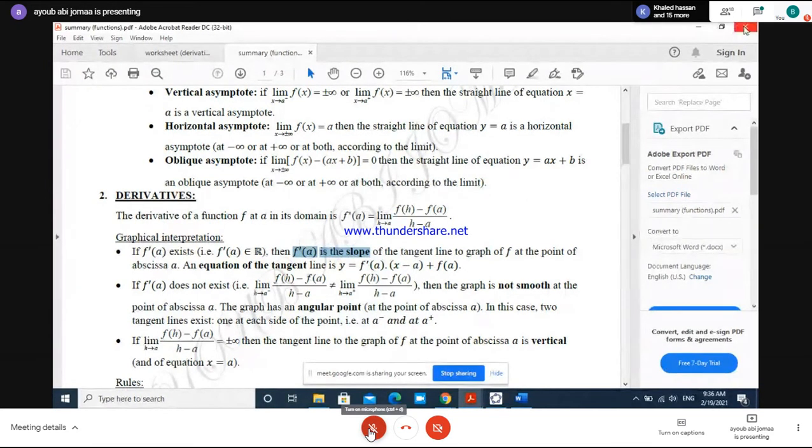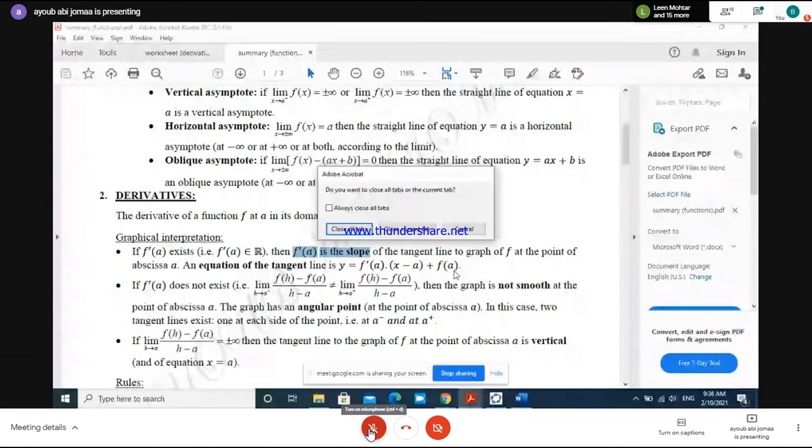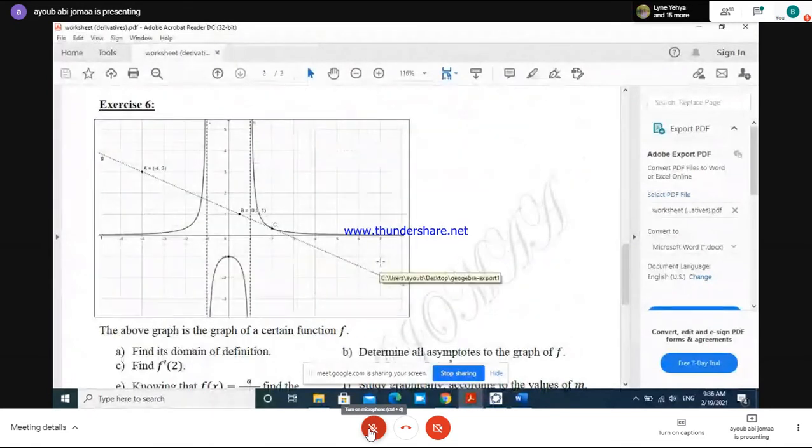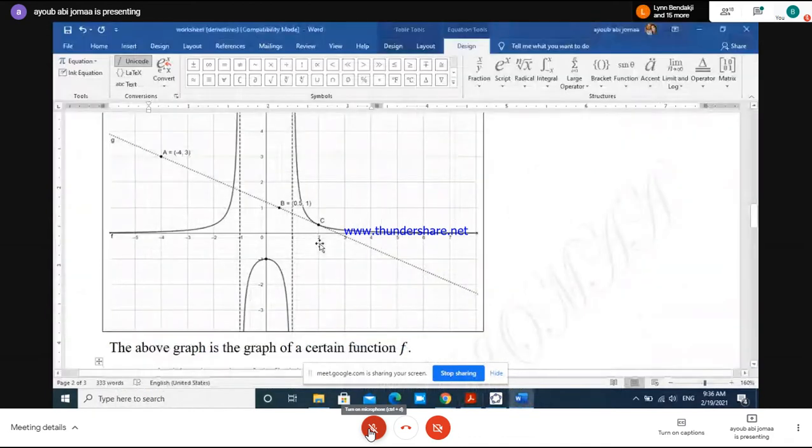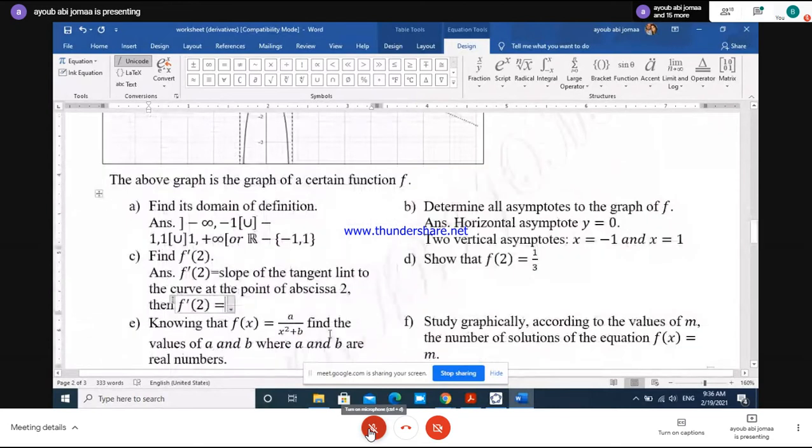Back to this. So f prime of 2, it is the slope of the tangent line to the curve at point of abscissa 2. يعني هي slope of the tangent line to the curve at point C, the point of tangency, point C. Okay? So here, f prime of 2, it is the slope of line AB. F prime of 2 is slope of line AB.